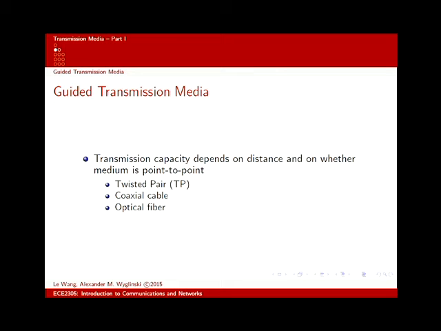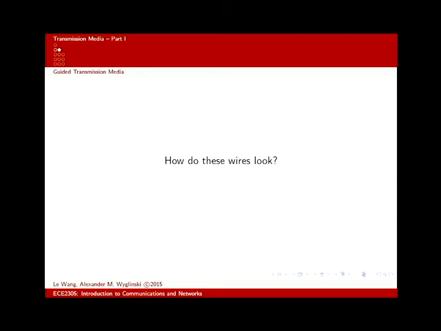So we have a variety of different technologies. I just mentioned twisted pair, and there's a couple of types of twisted pair. There's shielded and unshielded. There's coax, and then finally, there's fiber optics, all right? So how do these wires look?